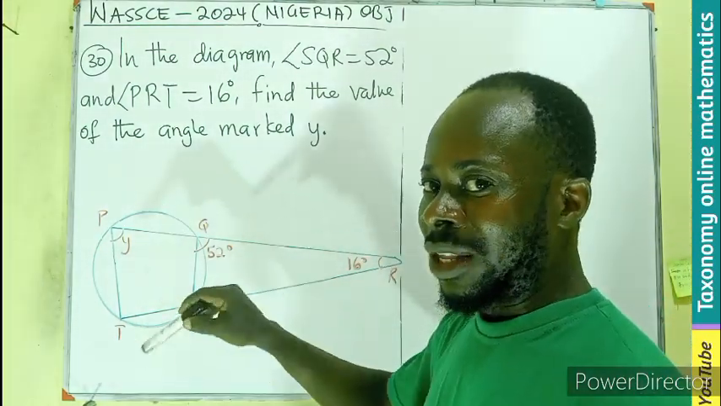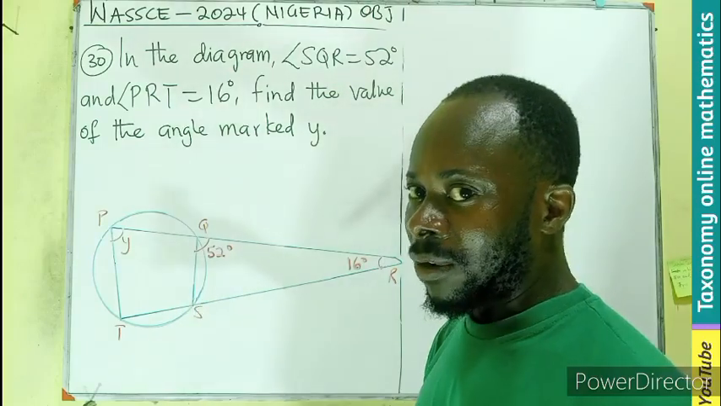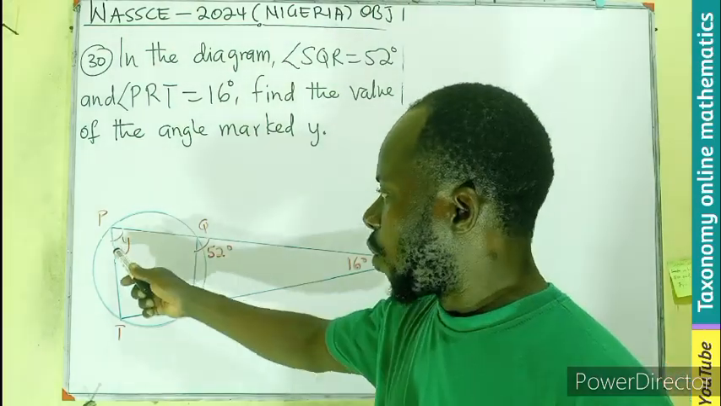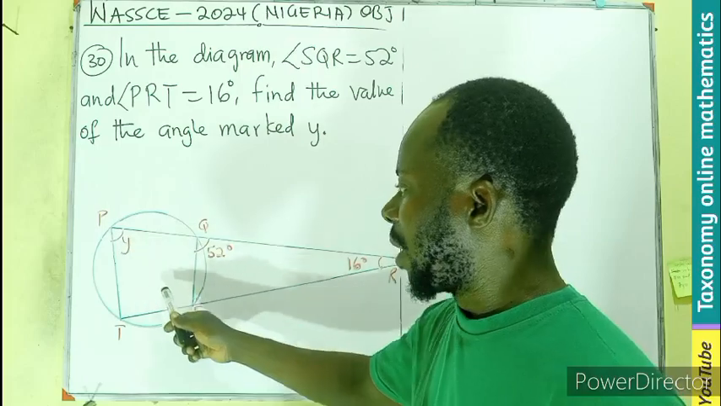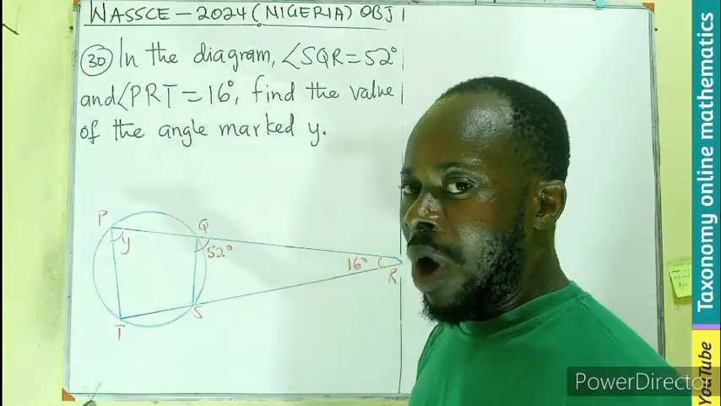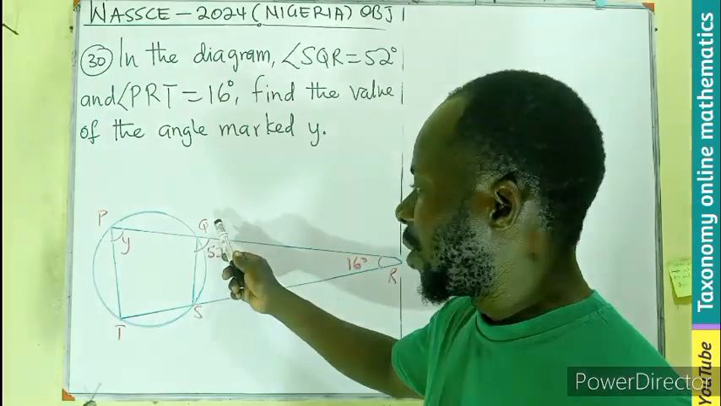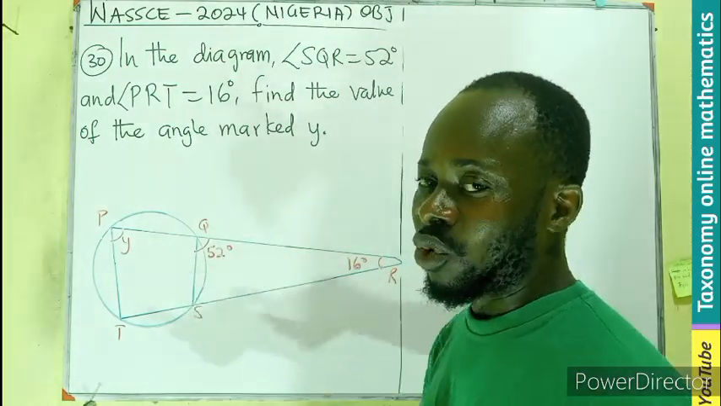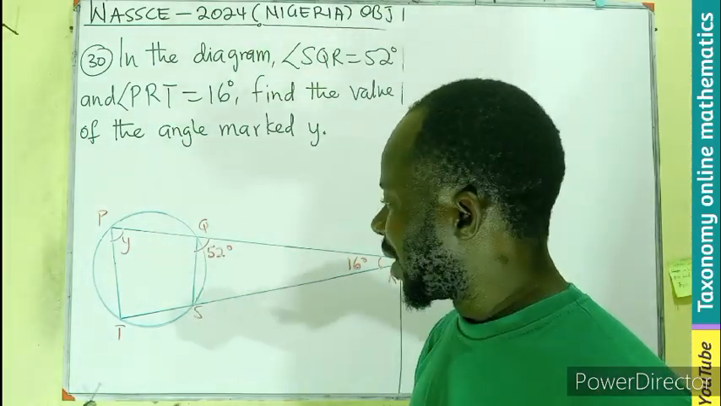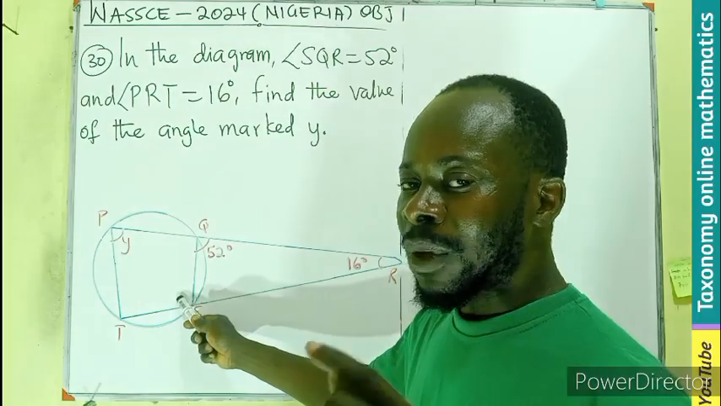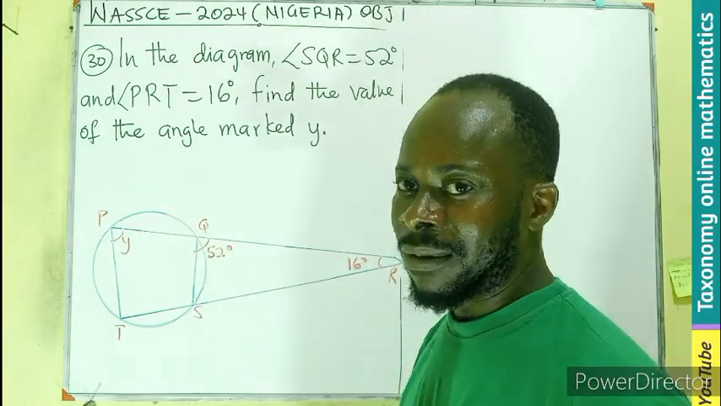PQST is a quadrilateral, a cyclic quadrilateral. The property says that the opposite angles of a cyclic quadrilateral add up to what? 180. So this angle and the angle TSQ will be adding up to give us 180. So this angle is going to be 180 minus Y.